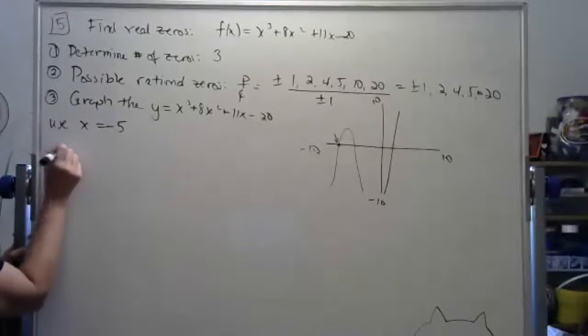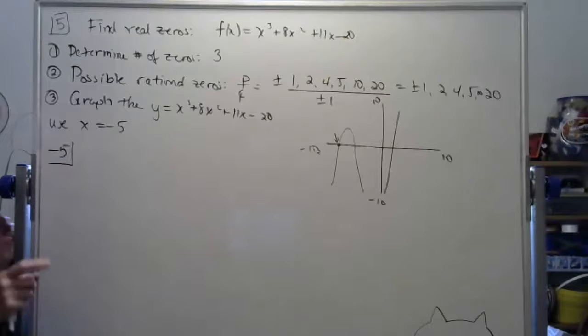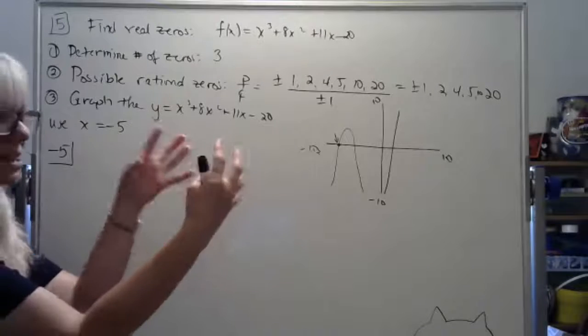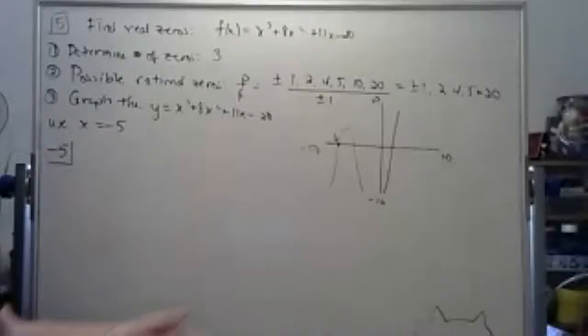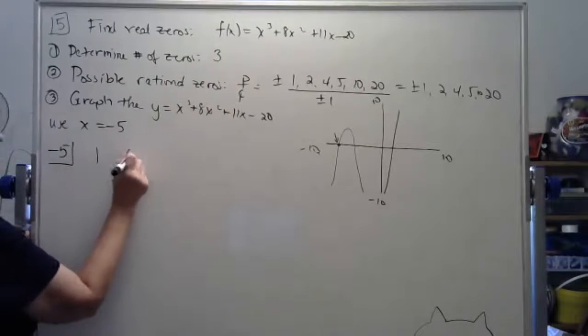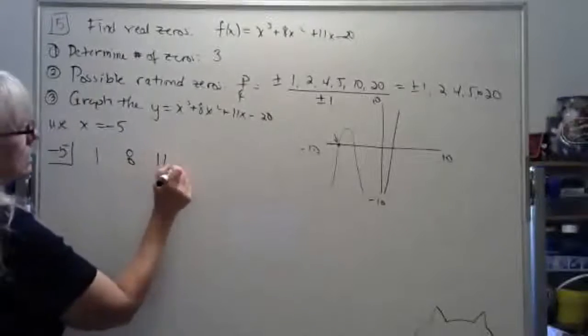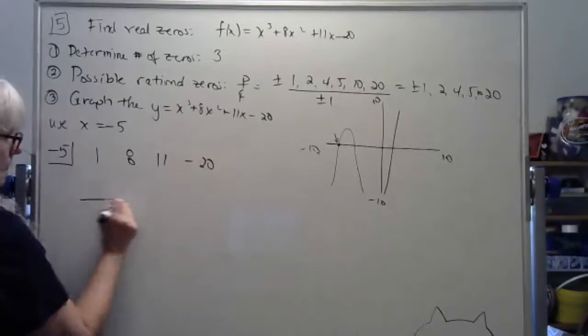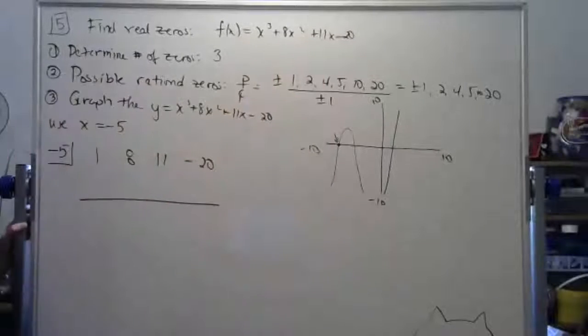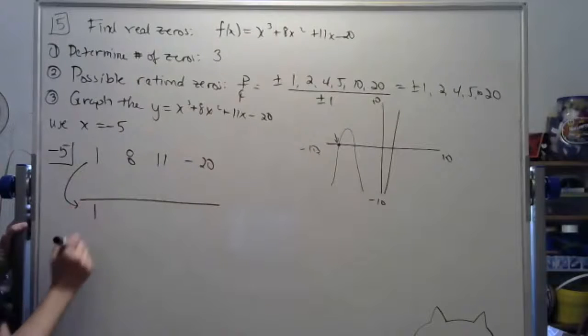In the box, I'm going to put that -5. Notice I am not switching its sign. When I go to write it with an x next to it, I would switch its sign, but here we're just pulling it off. Now I'm going to use the coefficients: a 1, an 8, an 11, and a -20. Those are the coefficients off the original polynomial. First step, bring the 1 straight down. You don't really need the arrow, it's just me showing you.